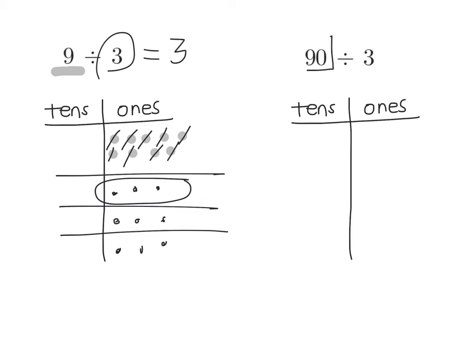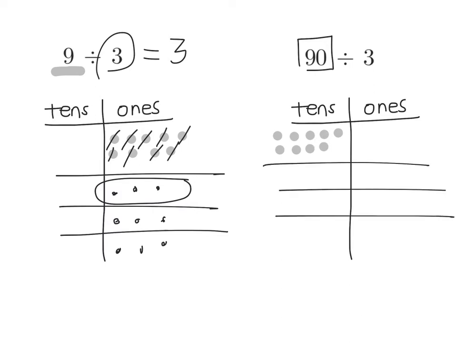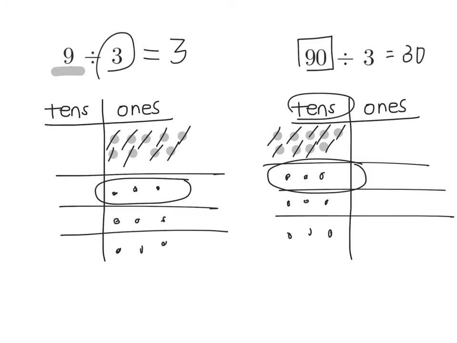Now, if I have a multiple of 10, such as 90, I could model it in much the same way. I can say I have 9 tens this time instead of 9 ones. I'm still sharing it into 3 equal groups, right? I'm going to say there's 1 ten in each group, 2 tens in each group, and 3 tens in each group. There's nothing left over. My quotient is how much is in one group. There's 3 tens in one group. So 90 divided by 3 is 30. Take a moment and make sure you have this copied down into your math notebook before moving on to the next slide.